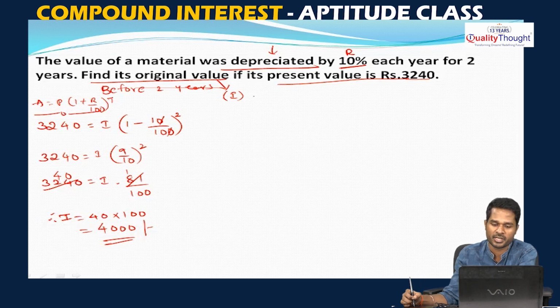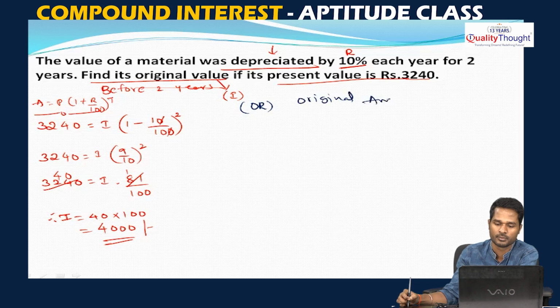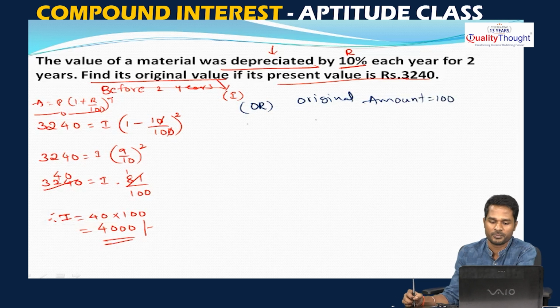Let us see, this question can be solved in one more method. Using the percentages process, I will take the original amount as 100. So the original amount is 100. In the first year it is depreciated by 10 percentage.